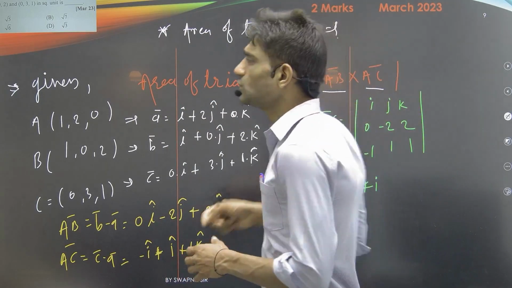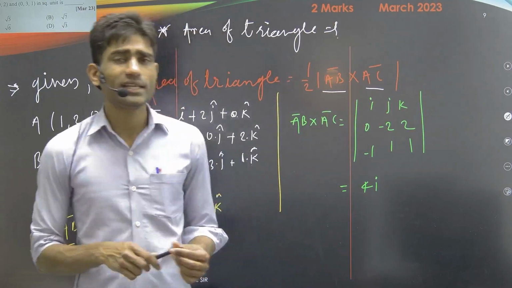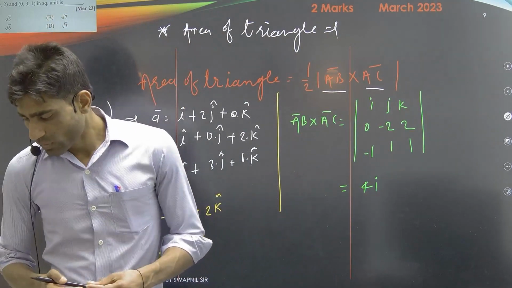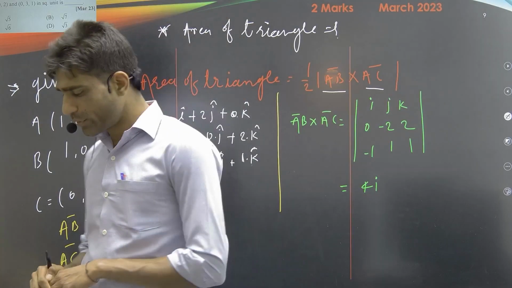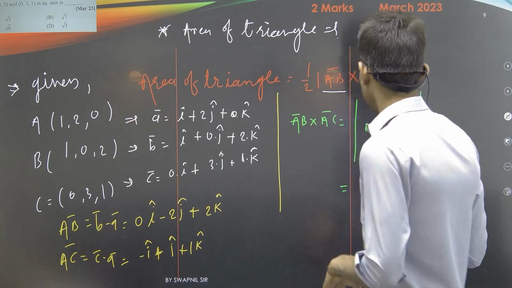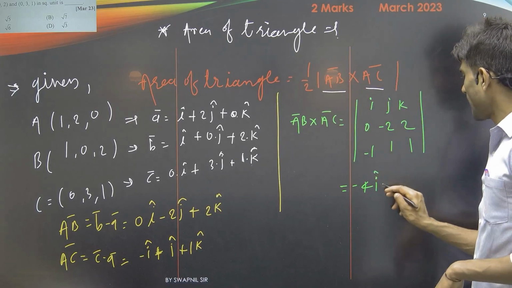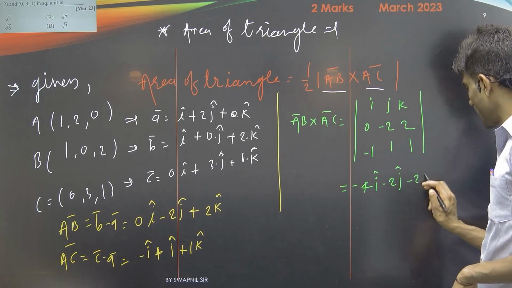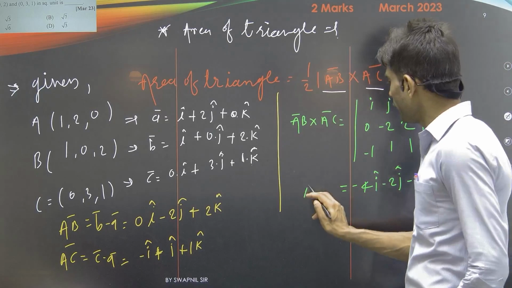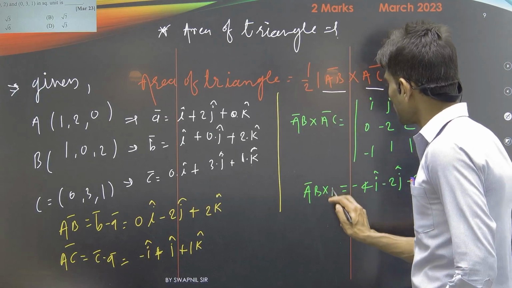So you just have to solve this 3 by 3 determinant. Okay, so we write it as minus 4 times i cap minus 2 times j cap minus 2 times k cap. This is the value for vector AB cross vector AC.